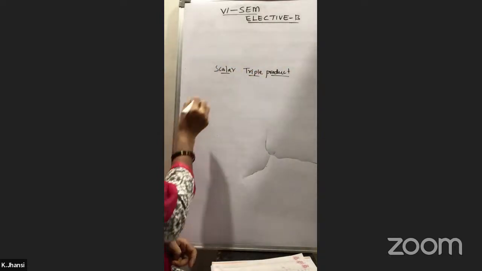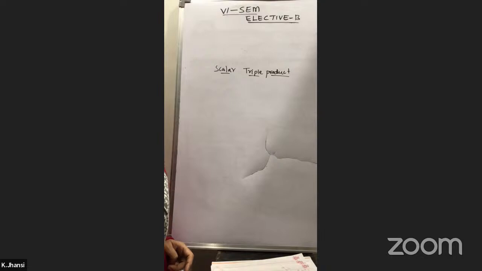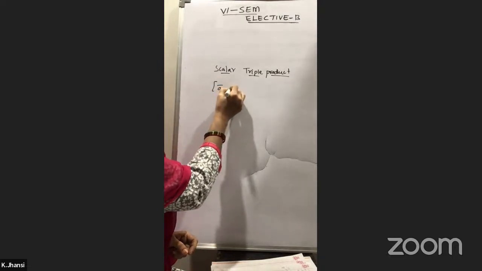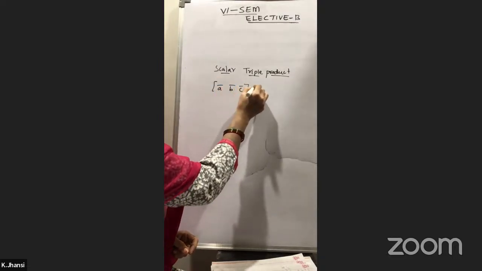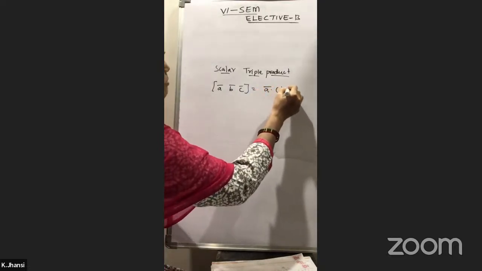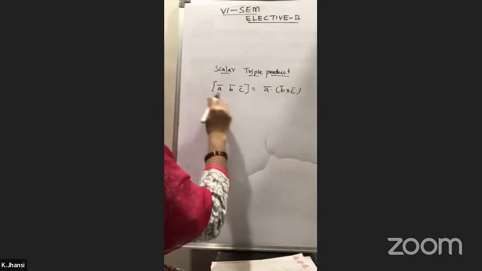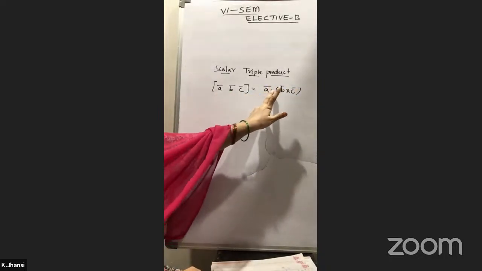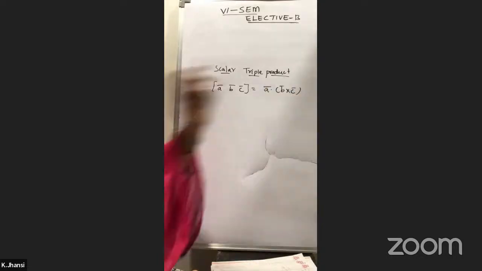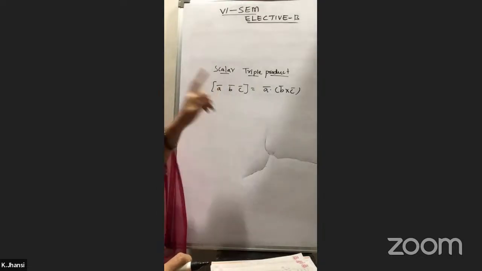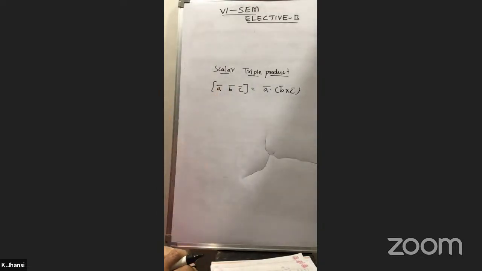Okay. So we write the scalar triple product for three given vectors. We'll write it as [A, B, C]. It is defined as A dot B cross C. The triple product of these three vectors is defined as vector A dot into B cross C. With the help of this relation, we have to find the scalar triple product of the given vectors.